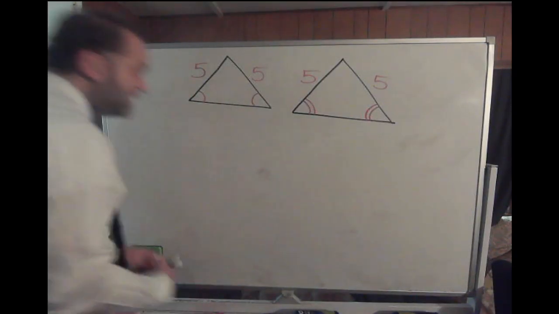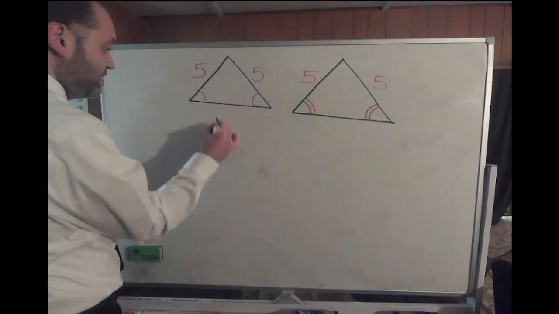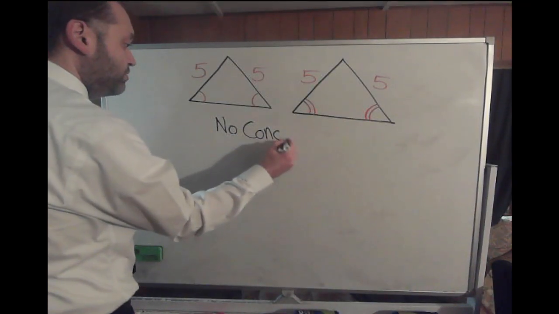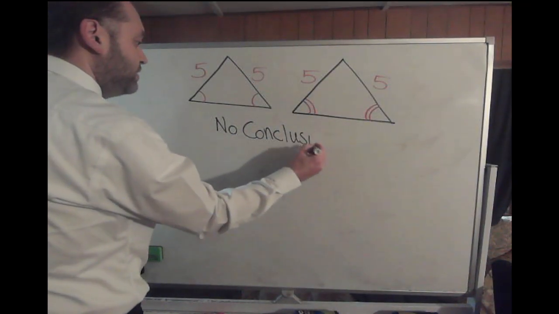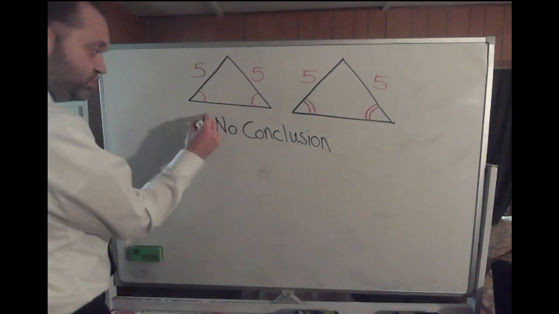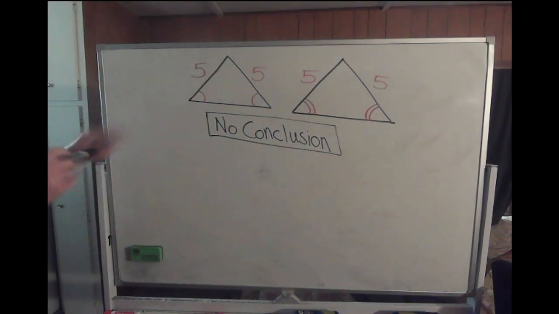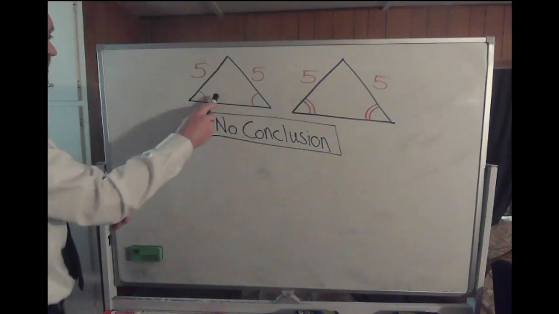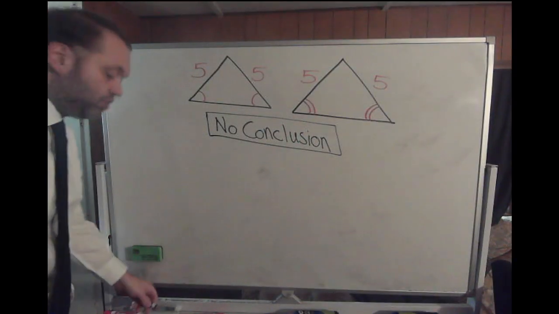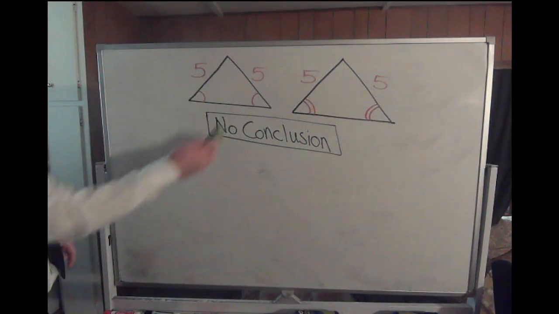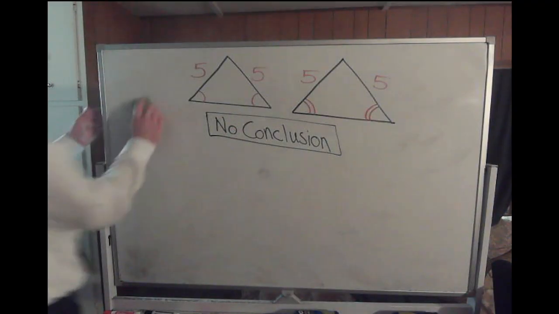So in this case, there's no conclusion. We can't rightfully conclude if both of these triangles are similar or not, because we don't know anything about the angles themselves. We just know we have congruent angles in each triangle, but we don't know if they're congruent to each other or not. So there's no conclusion for this one.